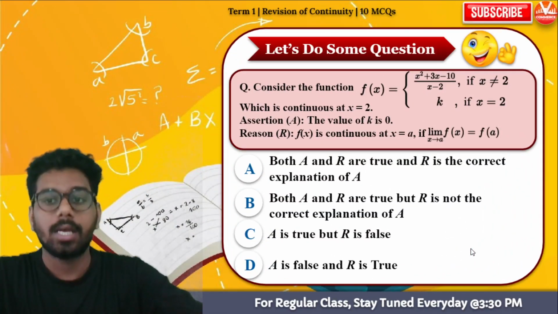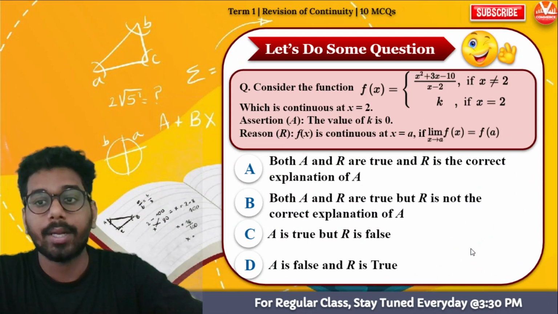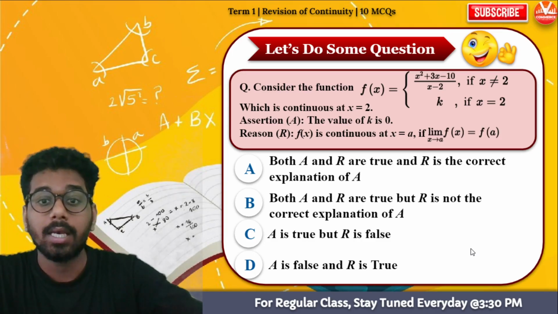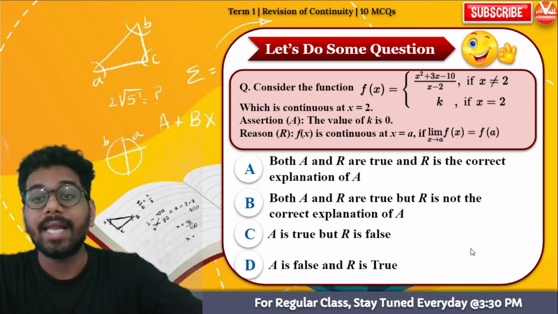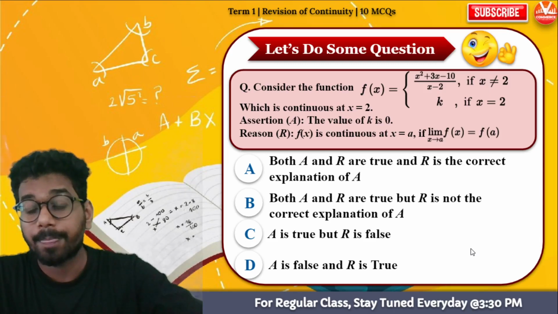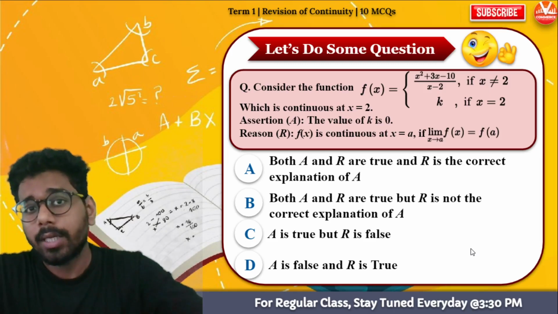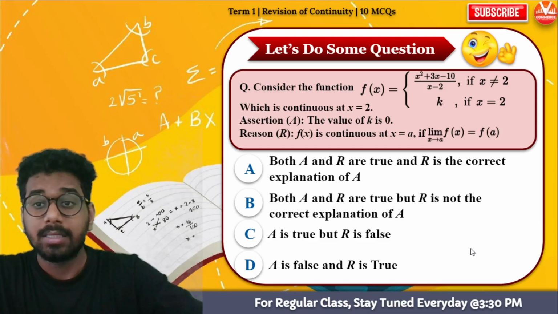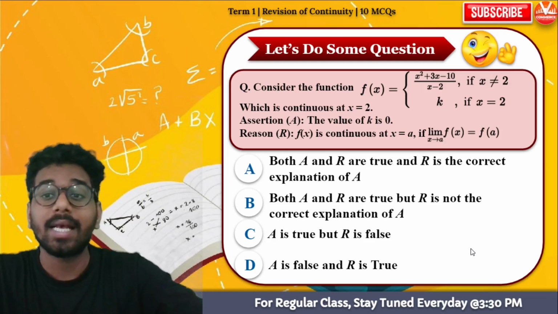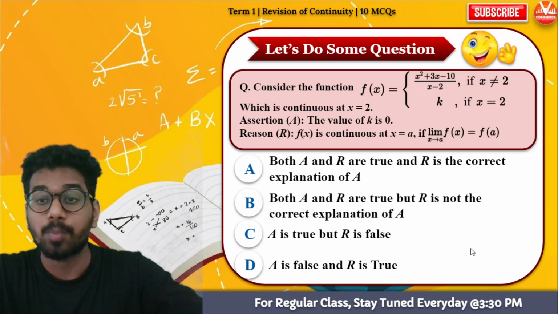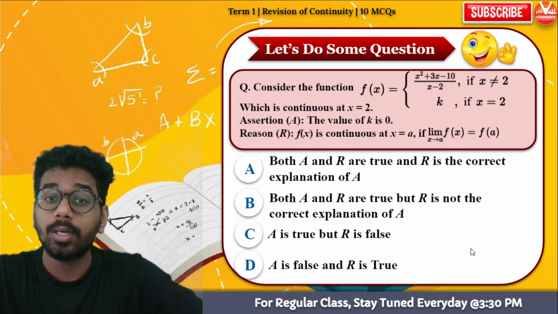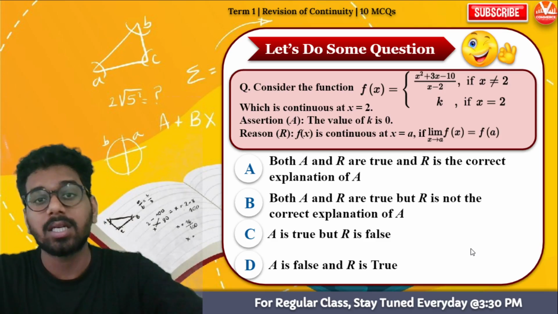Now next question. f(x) is x square plus 3x minus 10 upon x minus 2 for x not equal to 2, and for x equal to 2, it's k. The function is continuous at x equal to 2. Always remember, when you have 0 in the denominator and the function is said to be continuous, that means the 0 in the denominator is going to be cancelled. That means the 0 is because of x minus 2, so x minus 2 is going to be cancelled with the numerator. The numerator must have a factor x minus 2.